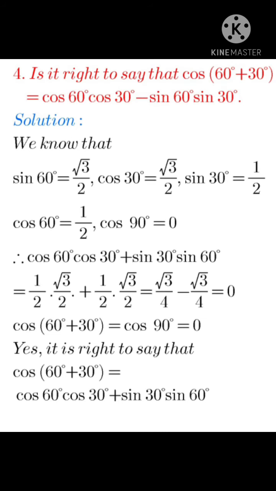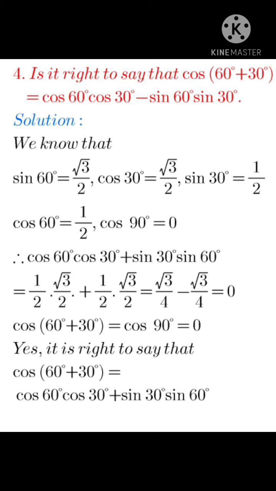Next, fourth question: is it right to say that cos of (60 plus 30) is equal to cos 60 cos 30 minus sine 60 sine 30? So we know that, let us take those values. Sine 60 is equal to root 3 by 2 and cos 30 is equal to root 3 by 2, and sine 30 is 1 by 2, cos 60 is equal to 1 by 2, and cos 90 is equal to 0 from the table.